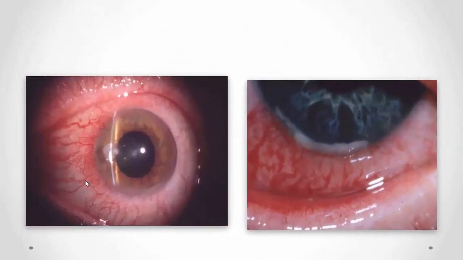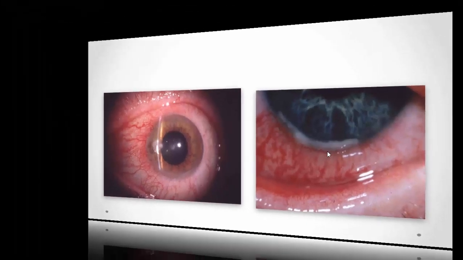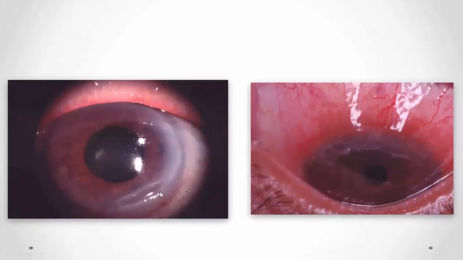These photos are of peripheral ulcerative keratitis due to autoimmune causes. This photo shows a peripheral immune ulcer, and here also marginal keratitis, which is considered peripheral keratitis. Also, this photo shows a type of ulceration near the limbus, and here also ulceration with vascularization near the limbus. All of these photos show peripheral immune ulcers and are not caused by an infectious cause.